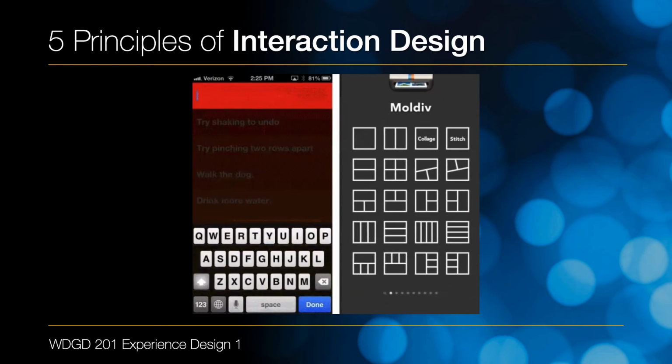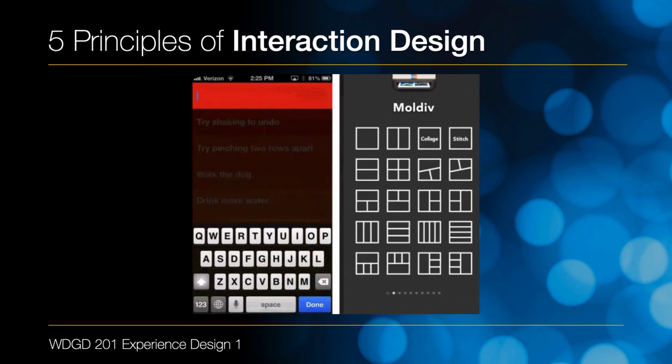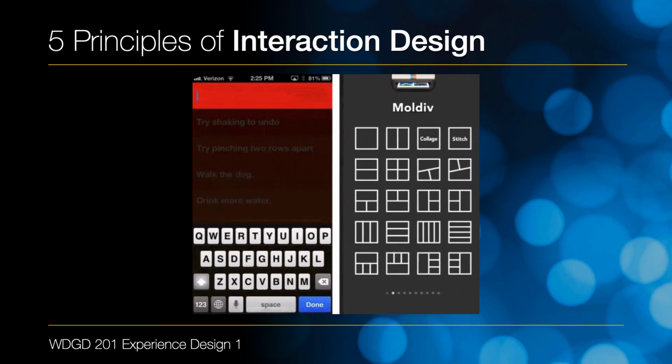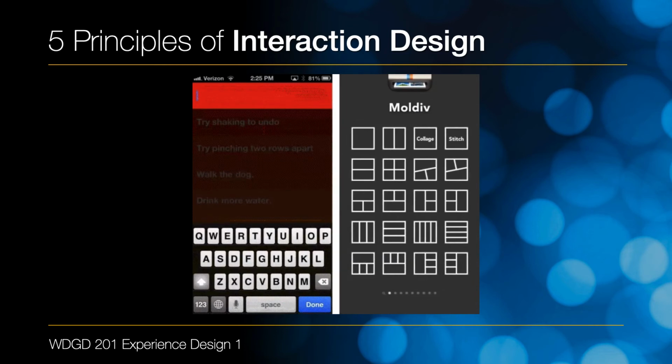So did you see that one on the left? You pull down, it shows you there's a new item. It shows you can create a new item by pulling down. On Moldive, it shows a little peek of the nav when somebody pulls to the right.